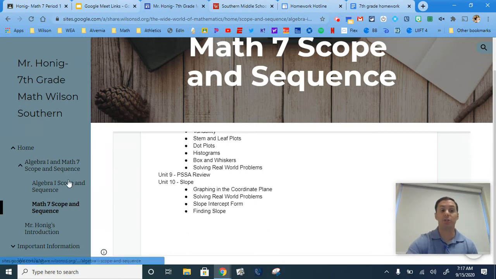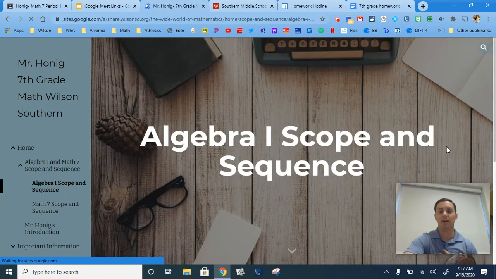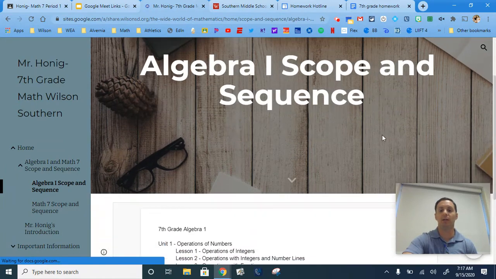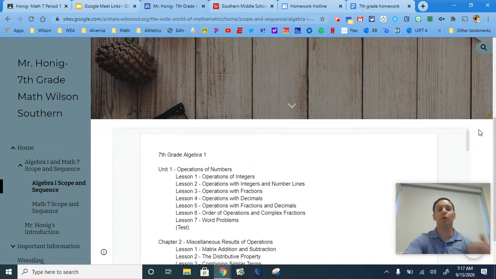There is a second section, and this is only for my students who are in periods 2, 4, and 7. That is the Algebra 1 curriculum. This is an accelerated course. And much of what we do in the Algebra 1 curriculum is the exact same as what we do in the 7th grade math curriculum. It's just a little bit faster.